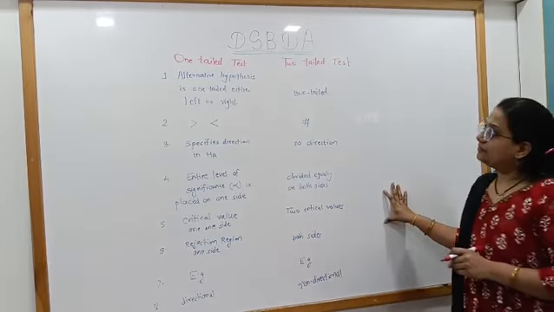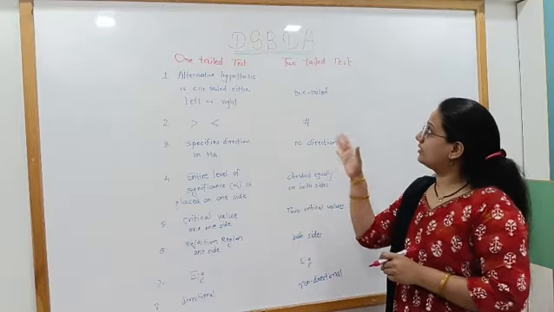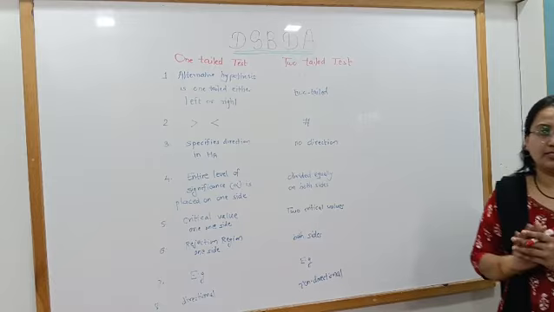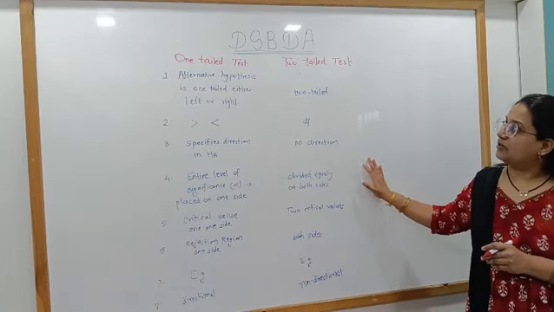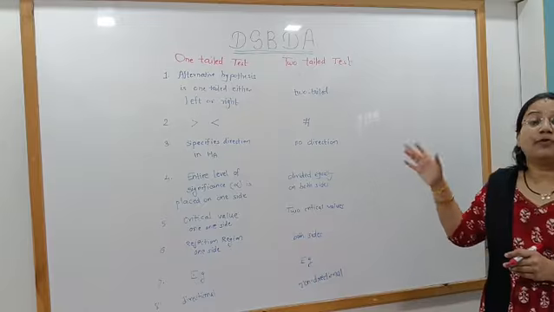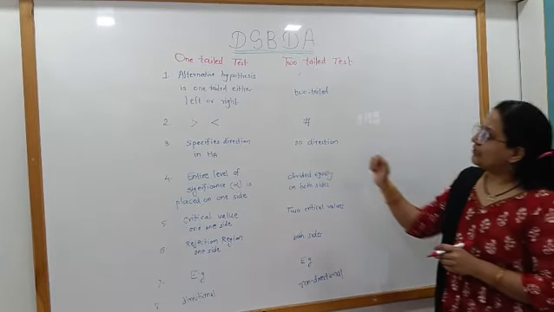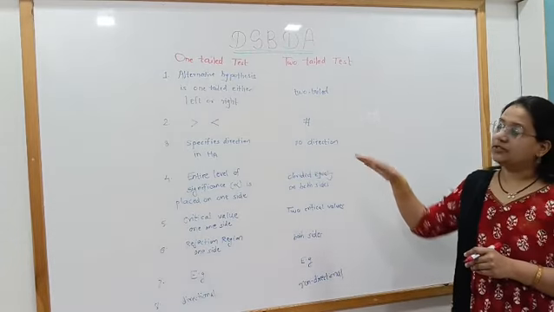Today we learn the difference between the one-tailed test and the two-tailed test. One-tailed and two-tailed tests are different ways of testing the hypothesis. These are not types of tests, but ways to perform hypothesis testing. So what is a one-tailed test and what is a two-tailed test? We explain this using the difference.